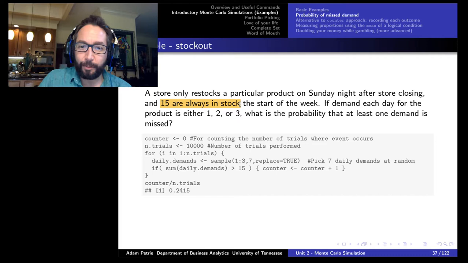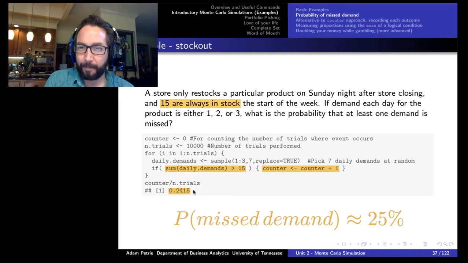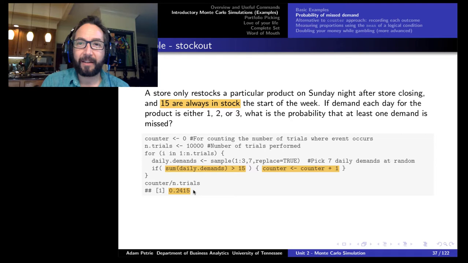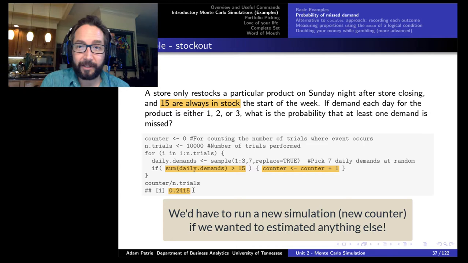And we did this with the counter approach, where every time the sum of the daily demand over the course of the week exceeded 15, we bumped up the value of counter by one. And we saw that about 25% of weeks, and therefore about a 25% probability, result in at least one missed demand. But what if we had a bigger question? What if we wanted to know the probability that at least 3 of those items would still be in stock at the end of the week, or at least 5, or maybe the amount of missed demand was at least 3 or 8? We might have a lot of questions related to this inventory control policy.